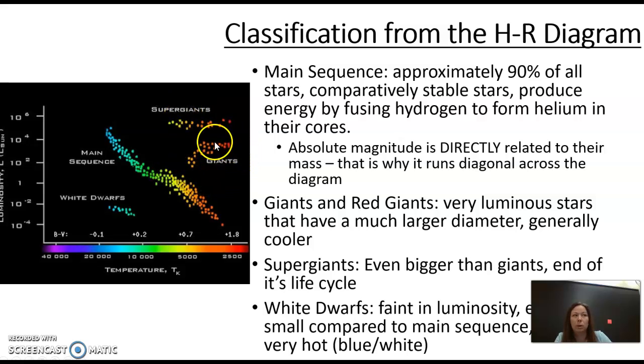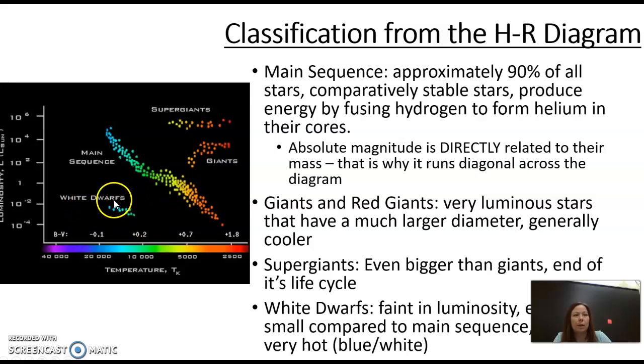All right, so giants and red giants are right in this category right here. You'll see it labeled as either one, because as you can see, there's no bluish color involved in the giants. So that's why they often get called red giants. They're very luminous stars that have a larger diameter, but they're generally pretty cool. There's supergiants at the top. They are even bigger than giants, and this is kind of the end of the life cycle. When our sun reaches this point, it'll actually reach the giant point. It's getting there. It's just about done. It's about to burn out.